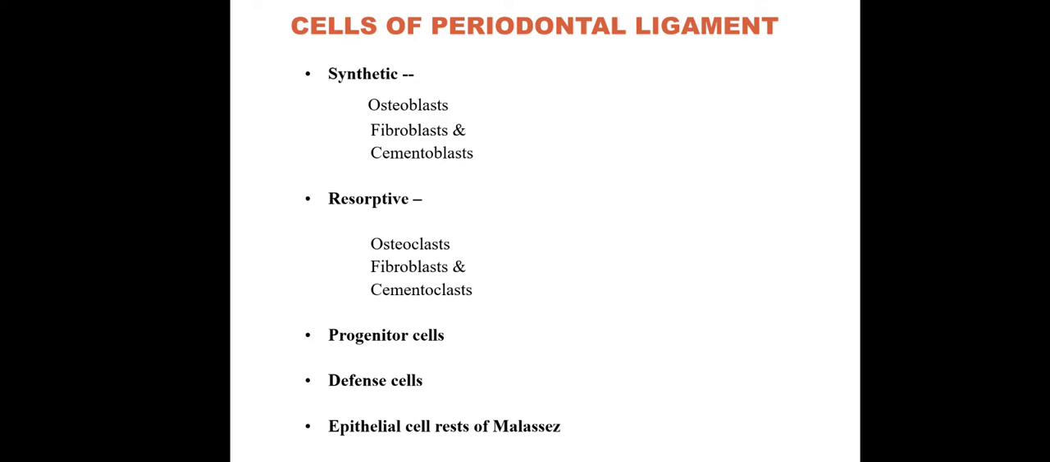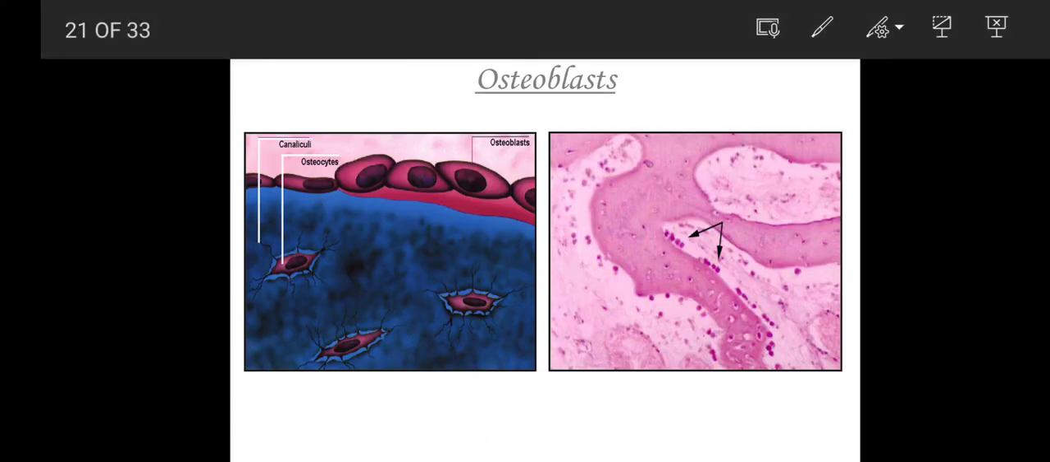and resorptive cells of the periodontal ligament include osteoclasts, again fibroblasts, and cementoblasts. Apart from this, there will be a lot of progenitor cells, defense cells and epithelial cell rests of Malassez also present in the periodontal ligament. So talking about the various synthetic cells, the first one is the osteoblast.